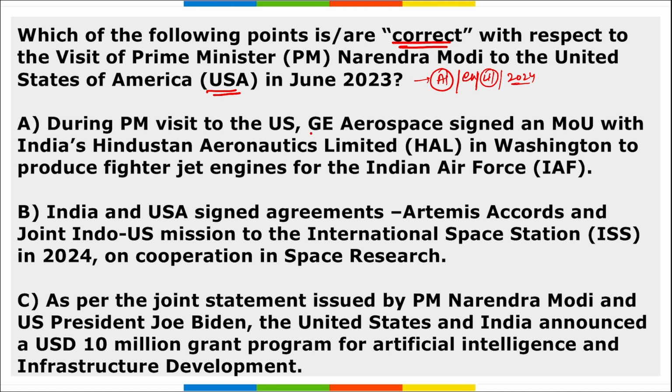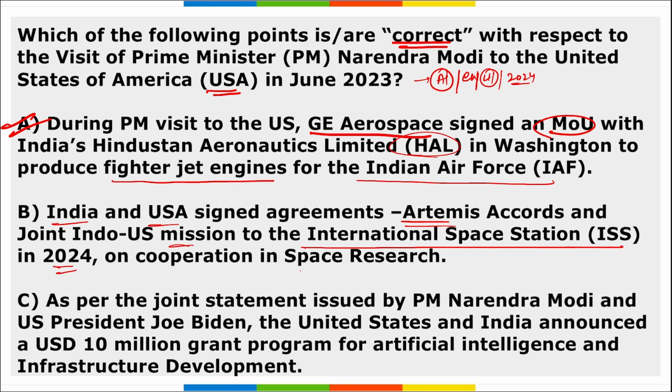So if we talk about the same, here during the Prime Minister's visit to the US, GE Aerospace signed an MOU with HAL in Washington to produce fighter jet engines for the Indian Air Force, which I just mentioned. So A is correct. India and USA signed the Artemis Accords, and a joint Indo-US mission to the International Space Station in 2024 on cooperation in space research. Right? So option 2 is also correct.